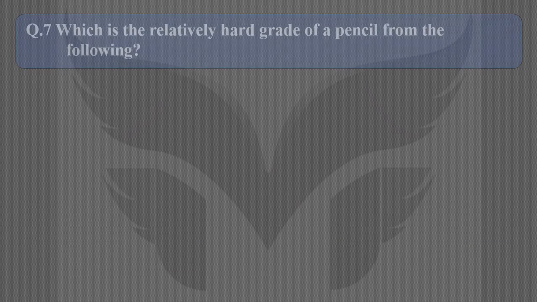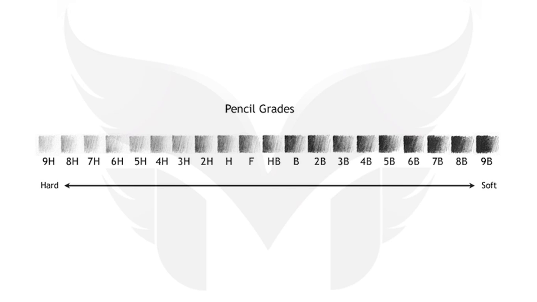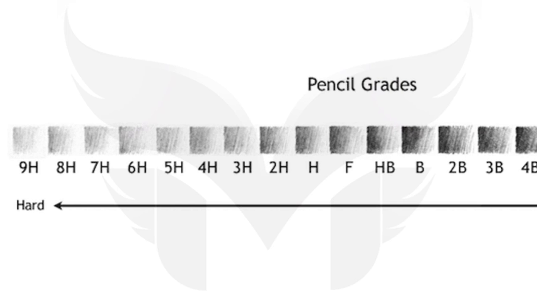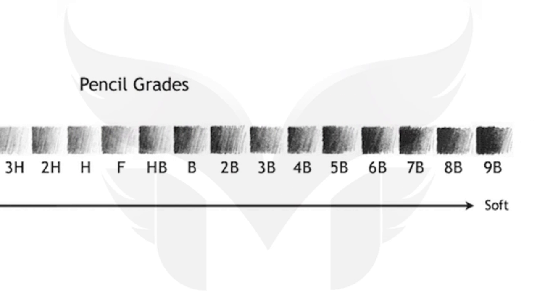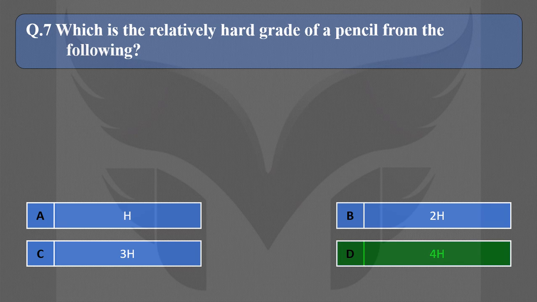Next question. Which is the relatively hard grade of a pencil from the following? And options are H, 2H, 3H and 4H. In this picture, we can see that at the left hand we have a hard grade and to the right we have a soft grade, meaning that the grades of a pencil are changing from hard to soft, from left to right. In other words, the hardness is decreasing from left to right. So from this picture, we can conclude that 4H is the hardest grade in comparison with H, 2H and 3H. So the correct option is D, 4H.